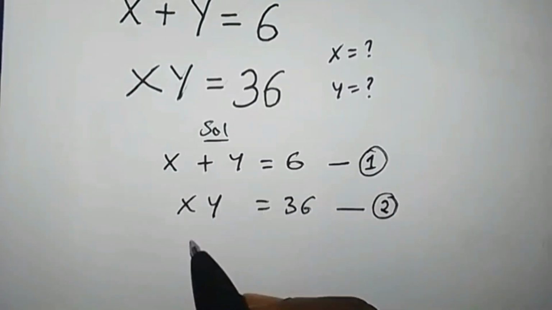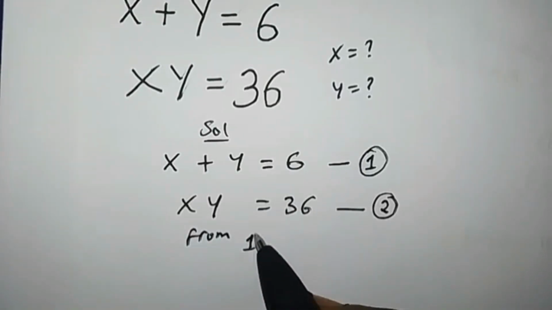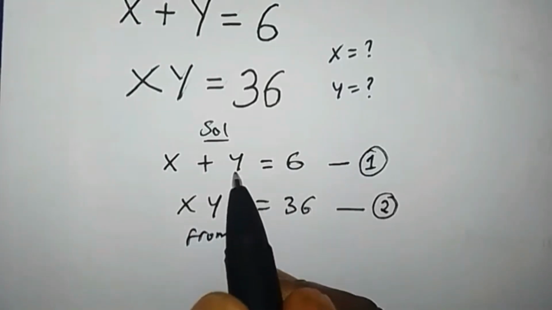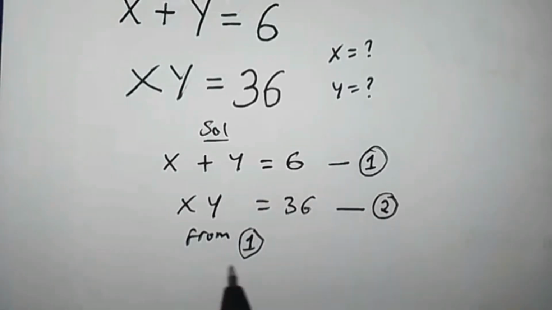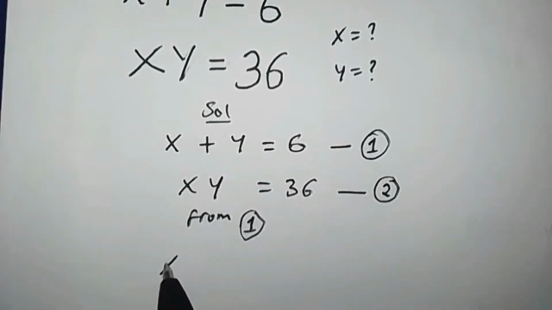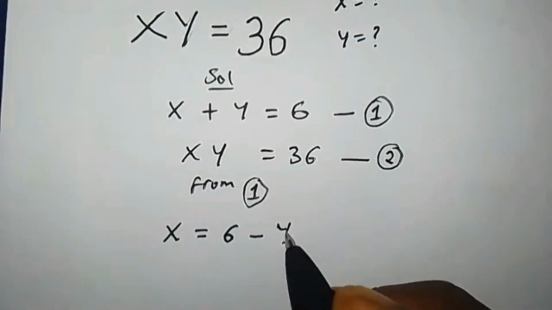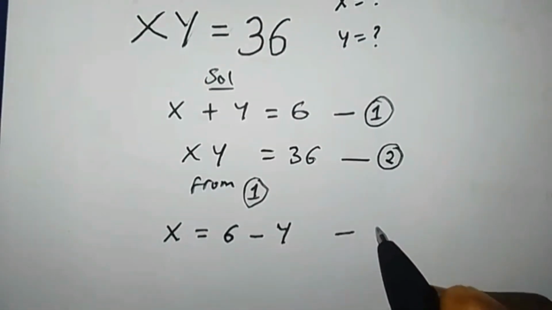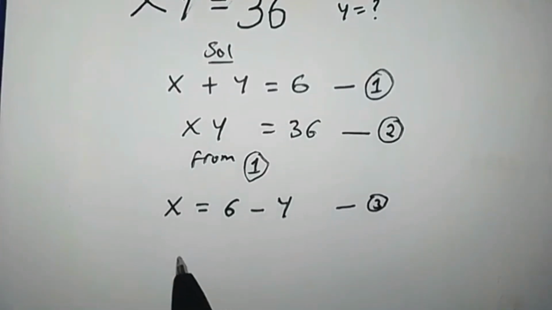Now, from equation 1, let's move this particular y to the right hand side. So that will be x equals 6 minus y. Let's call this equation 3.